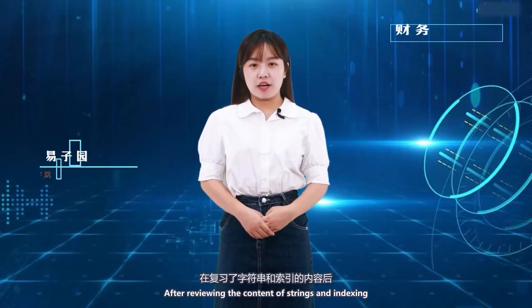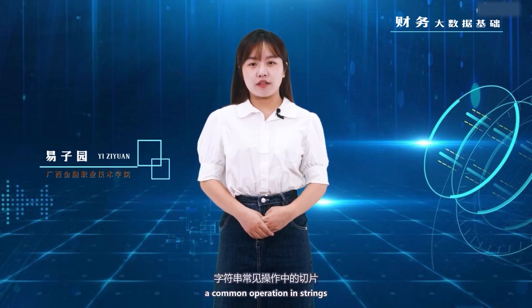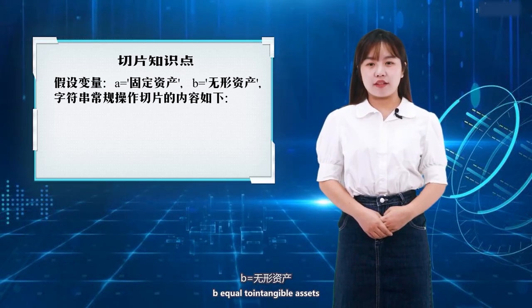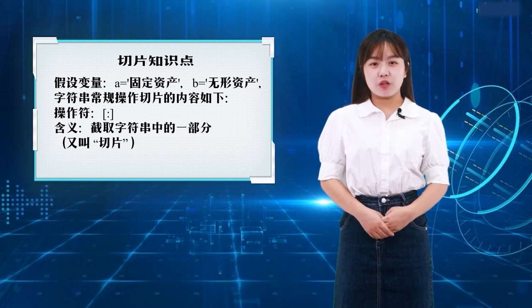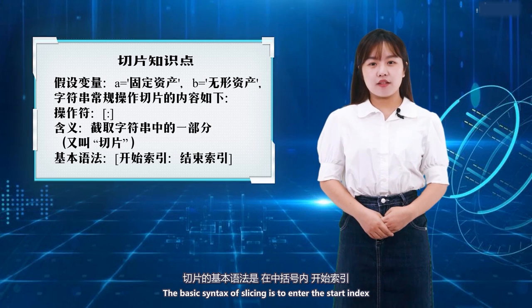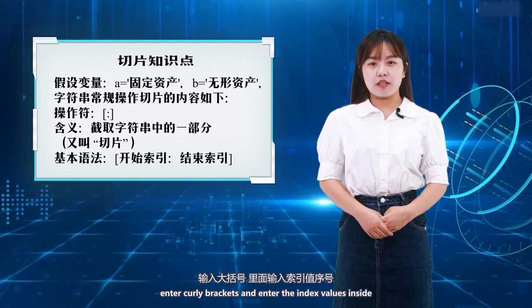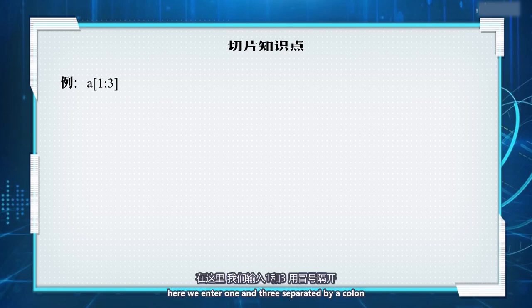After reviewing the content of strings and indexing, let's move on to the content of this class, which is slicing, a common operation in strings. Assume the variable A is equal to "fixed assets" (固定资产). We can use the following symbol to extract a part of a string, which is called slicing. The basic syntax of slicing is to enter the start index and end index within square brackets. For example, enter the variable name, enter square brackets, and enter the index values inside. Here we enter 1 and 3, separated by a colon.